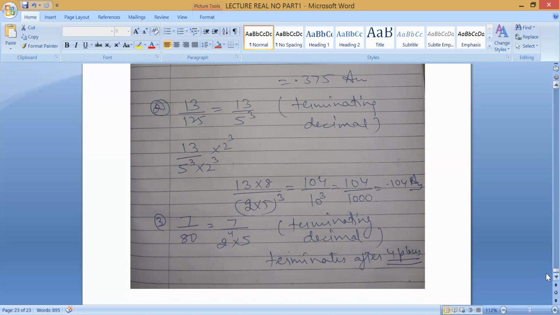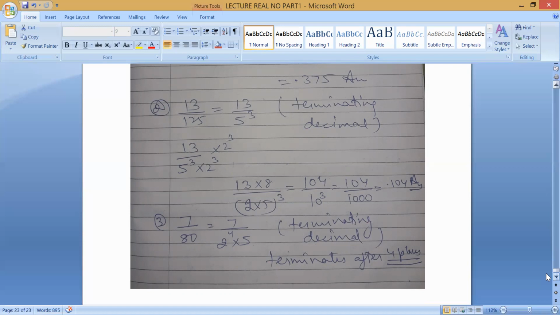7 upon 80 again. 7 upon 2 to the power 4 into 5. The prime factors of 80 are 2 to the power 4 into 5. So what you are seeing there is that the denominator factors have 2 and 5. So you will say that the decimal form is terminating. And after how many places it terminates, you will say it will terminate after 4 places. So this completes the chapter.